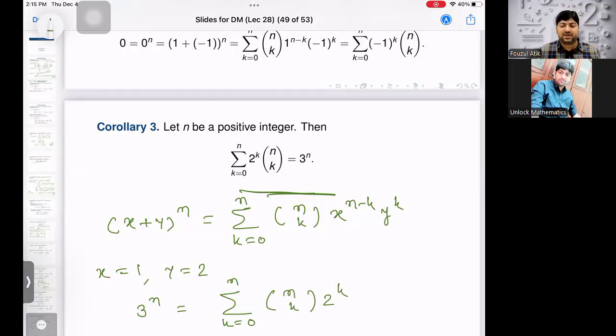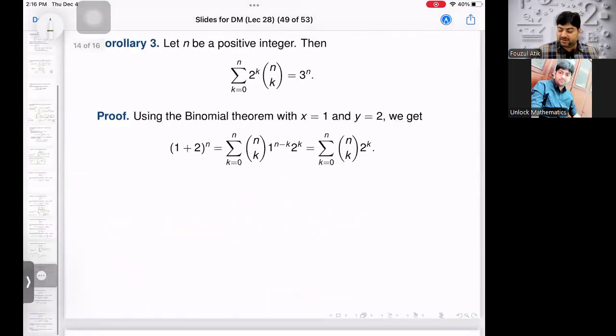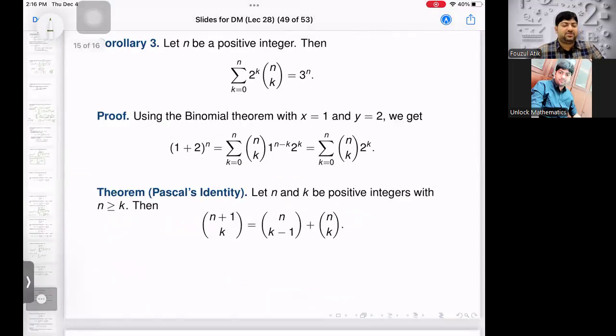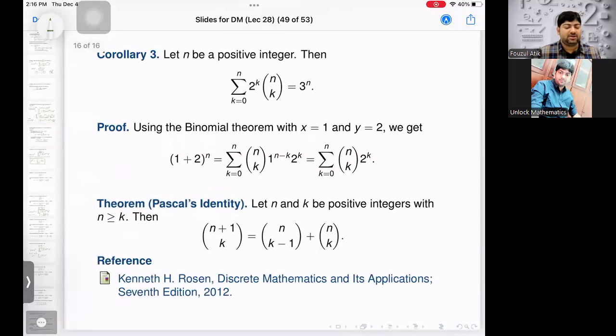So all these things we can do using the binomial theorem. Right? We are about to finish this lecture. Related to these binomial coefficients, we have an identity called Pascal's identity. Many times it is useful, so just make a note of it. If you feel it is useful sometime, you can use it. All the content I have taken from this book only, Kenneth H. Rosen, Discrete Mathematics and its Applications.